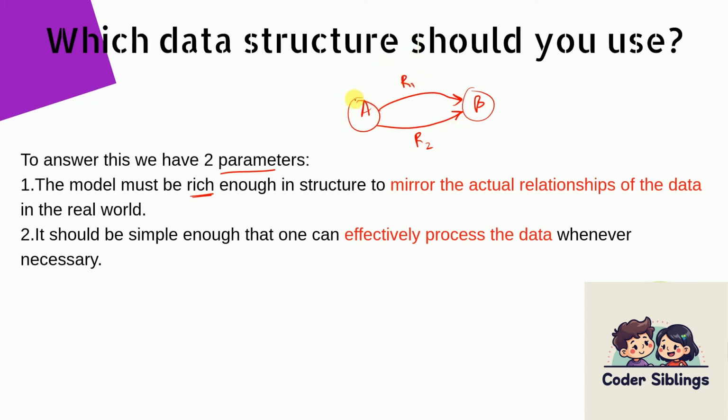This can be like, suppose that A is the mother of a child, and A can also be the mother of another child. So there can be multiple relations from one entity to other entities. So the data structure that we use must be efficient enough to mirror all these relationships. Secondly, it should be simple enough that it can effectively process the data whenever necessary. Processing data means that as per requirement we get the data that we have stored.